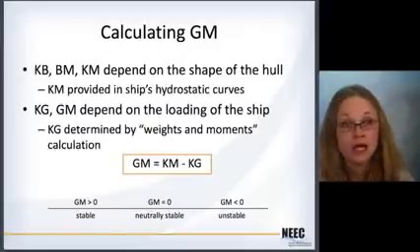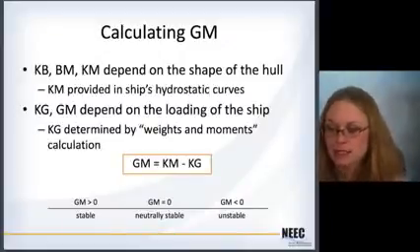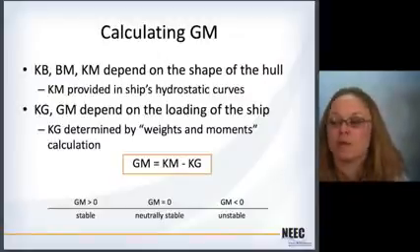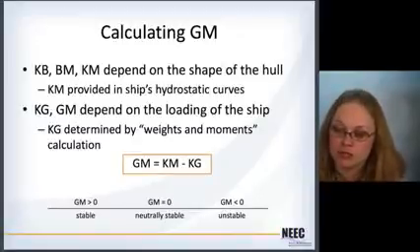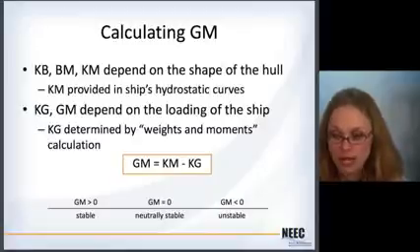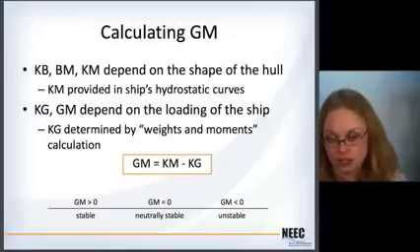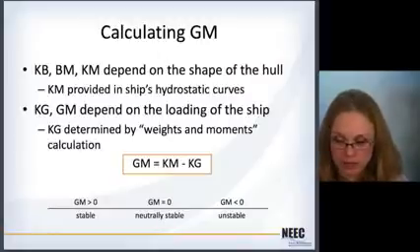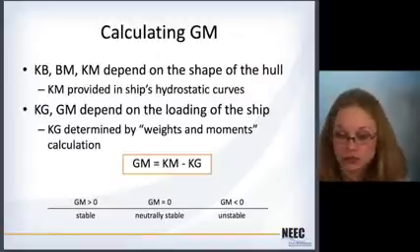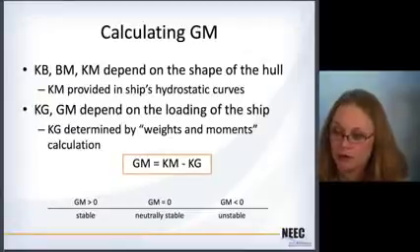Okay. So going back, how do you calculate it? Because again, going back to the picture earlier, KB, BM, and KM all depend on the shape of the hull. It will be provided to you by your ship's hydrostatics curves, which come from a computer program. The KG, which is the vertical center of gravity, and GM then depend on the loading of the ship. So you have to calculate KG by a weights and moments calculation, and once you know that, you can back out what KM is going to be.